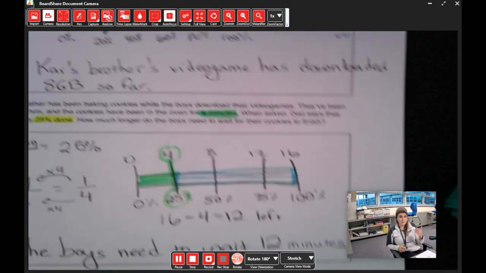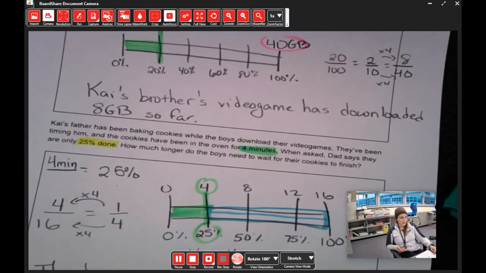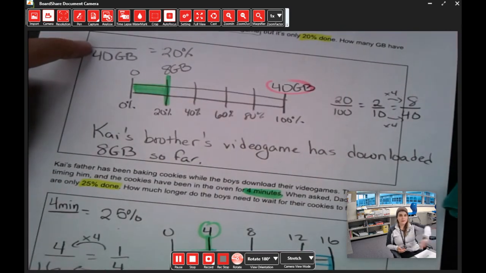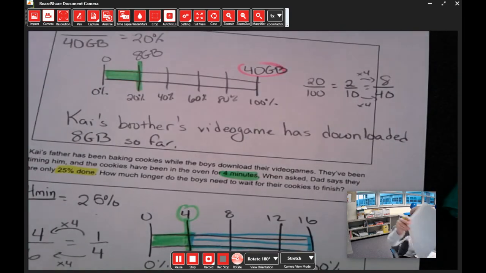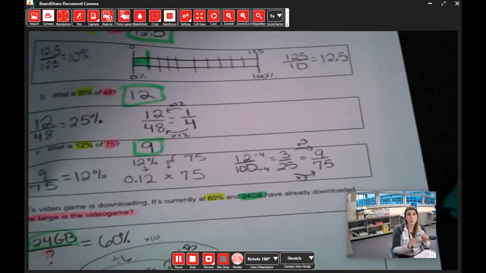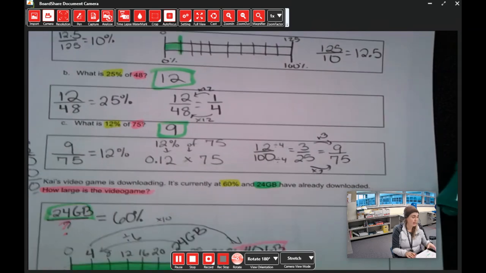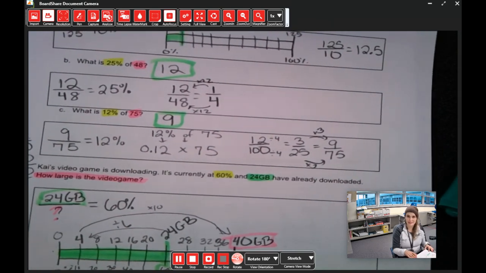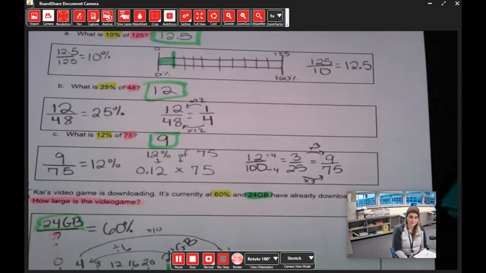Those are our percent problems. Notice I set up part, whole, and percent for each and every one of them. No matter what the problem was, I've got my part, whole, and percent written out. That is an important way to organize your work, and I expect to see that on the test.